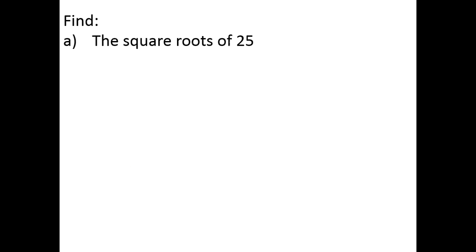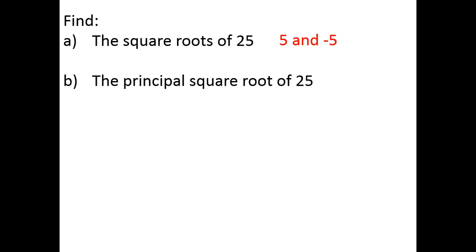Now, suppose we're asked to find the square roots of 25. Well, we're being asked what numbers do we square to get 25, and there are two of those numbers, 5 and -5. If we're asked to find the principal square root of 25, then we're being asked for that positive number that we can square to get 25, and that is just the positive 5.